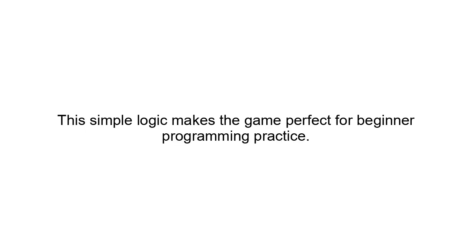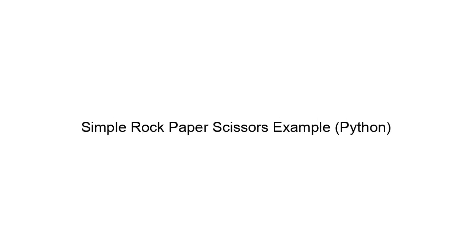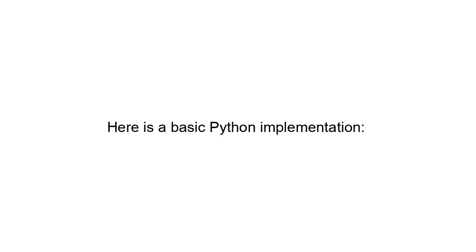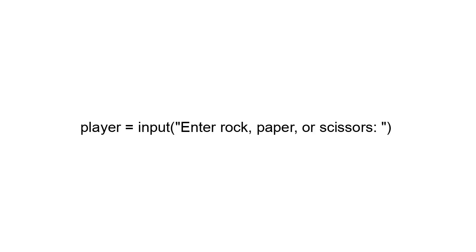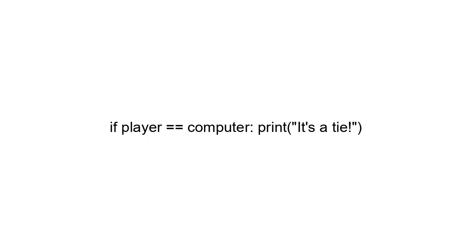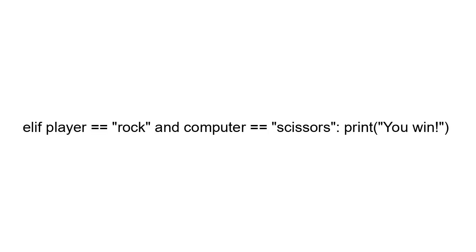Simple rock, paper, scissors example. Python. Here is a basic Python implementation. Import random. choices equals rock, paper, scissors. computer equals random.choice(choices). player equals input("Enter rock, paper, or scissors:"). print("Computer chose:", computer). If player equals computer, print "It's a tie."